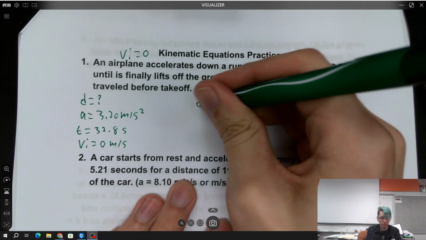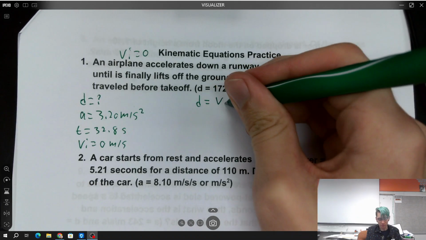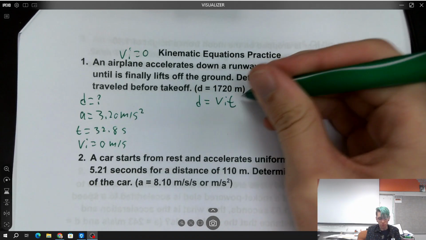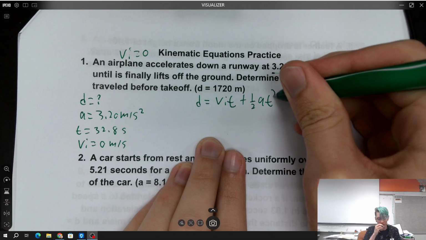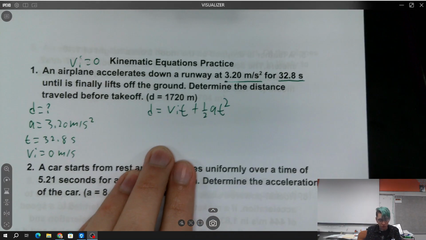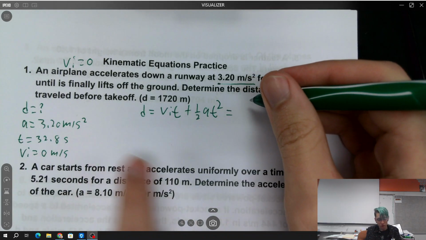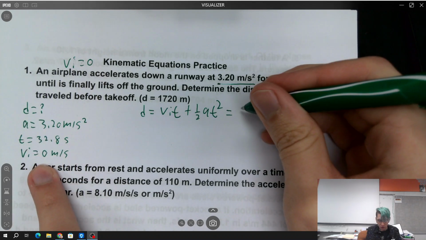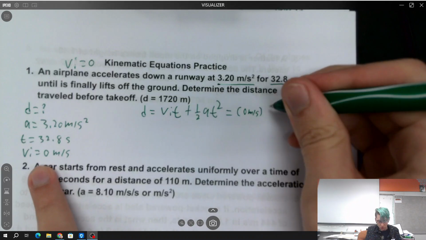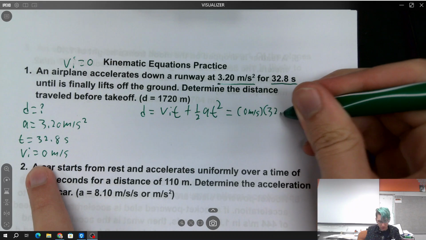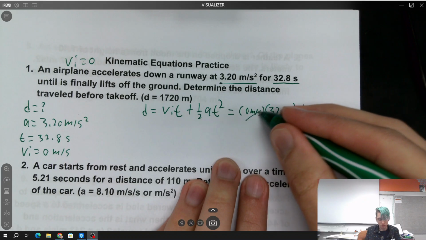Our displacement is going to be equal to our initial velocity times time plus 1/2 acceleration times time squared. We need to not forget that time right there. So first thing we want to do is we want to plug everything in. Our displacement we're going to leave alone. Our initial velocity is going to be 0. So we're going to start off with 0 meters per second times 32.8 seconds plus, and then that's going to cancel this out because 0 times 32.8.